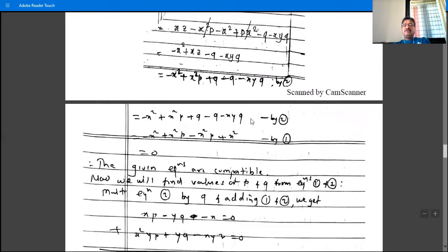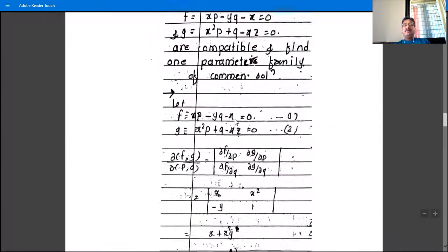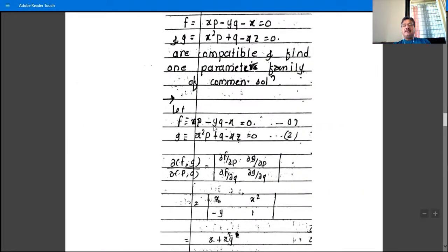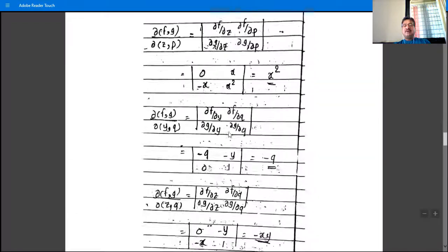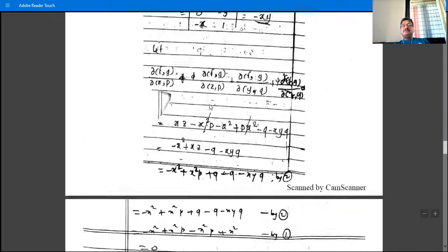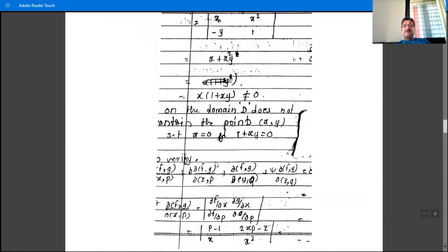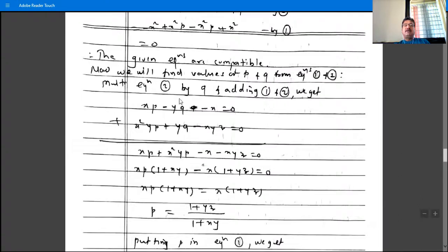The value of xyq is what? Value of xyq from equation number 1. Value of xyq is x square p minus x square. So write in bracket x square p minus x square in bracket, and after the effect of negative sign we have minus x square p plus x square, and the value is 0. So the given equations are compatible. So this equation is satisfied, and therefore the given equations are compatible. Equation 1 and 2 are compatible.